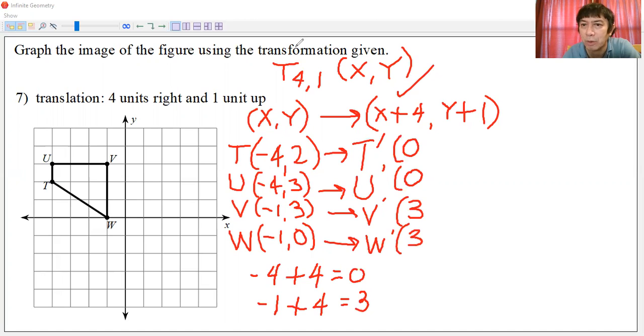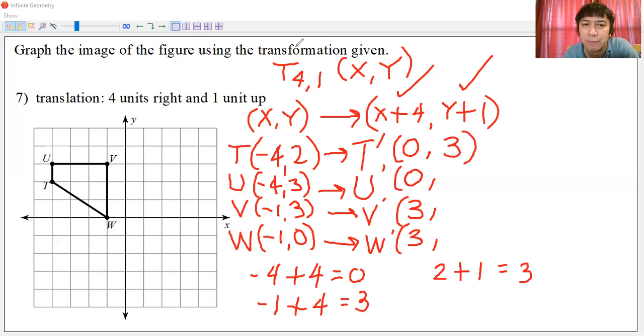Now we're going to compute the Y values. Okay. For every Y, you add 1. Okay. We're going to add 1. So our Y, we're going back to point T. Okay. The Y there is 2. We add 1. That will be 3. So this is 3.